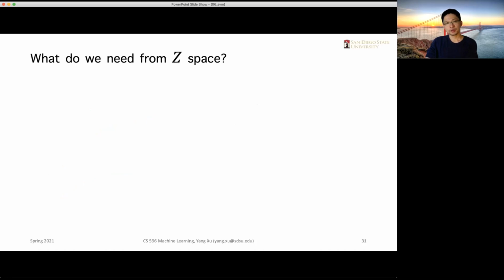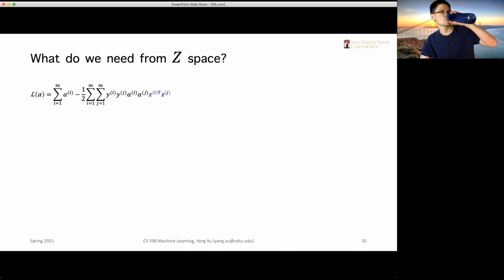We actually don't know yet how to choose the transformation. We just know that we could do such an operation, but we don't know how yet. Now let's look at different ways of doing this z transformation. First of all, let's look at what we need from the z space.